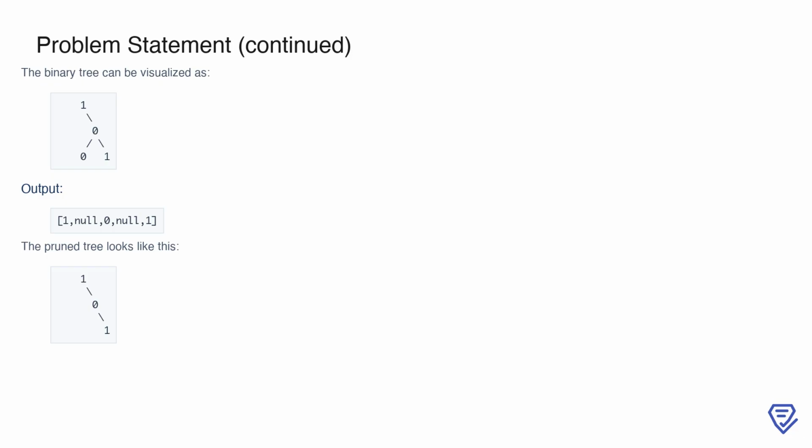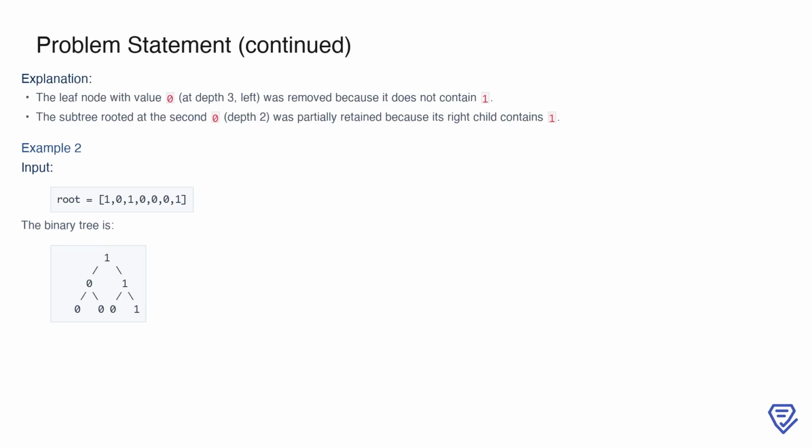When visualized, the pruned tree retains the root node 1, the right child 0, and the right child's right descendant 1. The left child of the right node, which had the value 0, is removed because it does not contain the value 1. To elaborate further, in example 1, we remove the leftmost leaf node with value 0 because it doesn't contain or lead to a 1. On the other hand, the subtree rooted at the second 0 is partially retained because its right child contains the value 1. Now, let's examine another example.